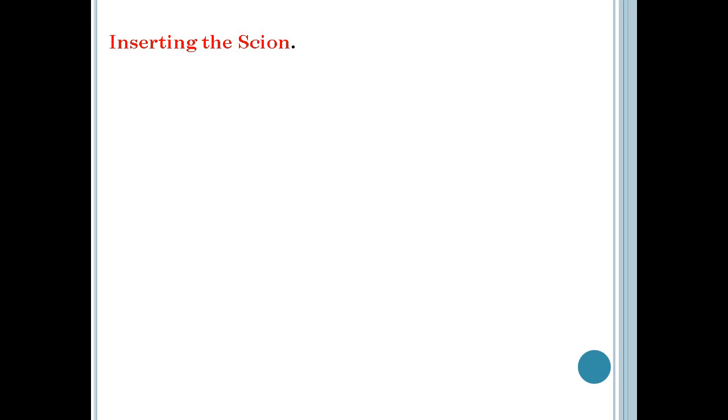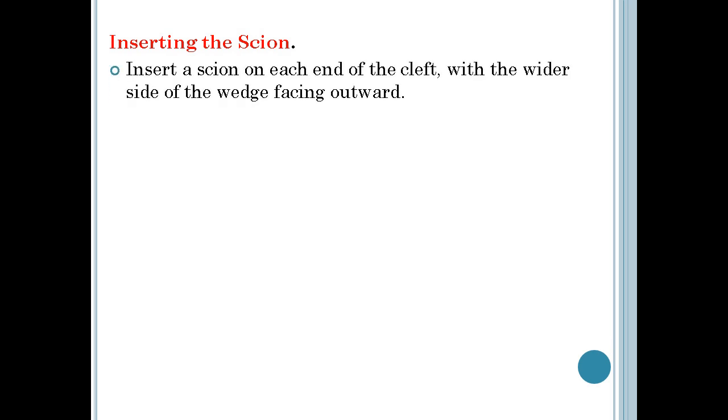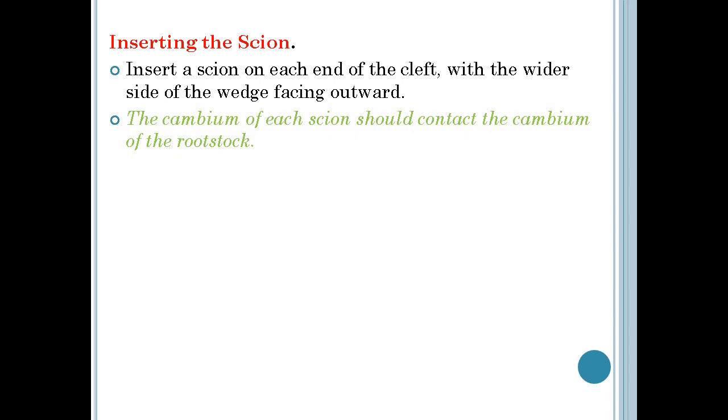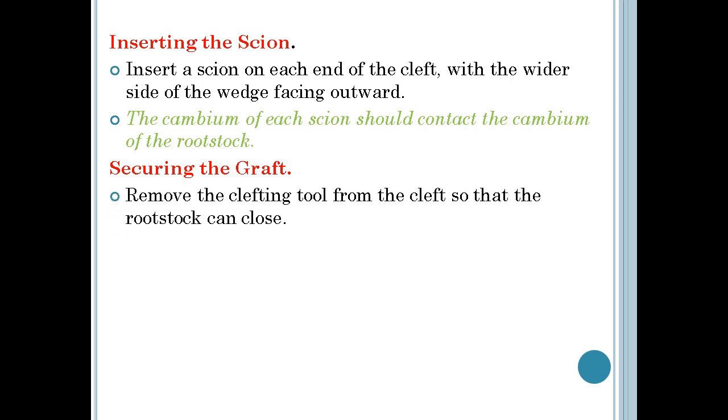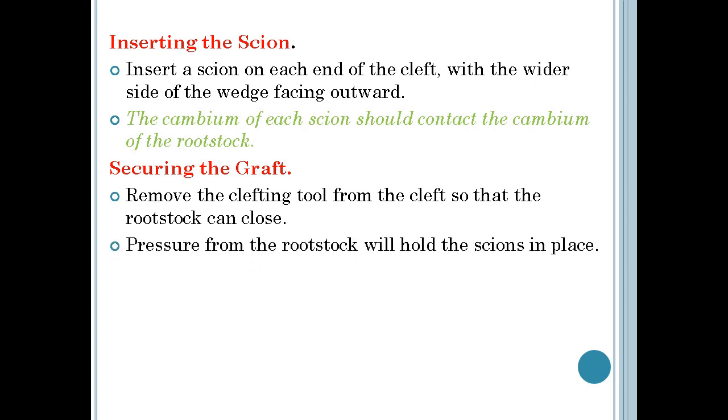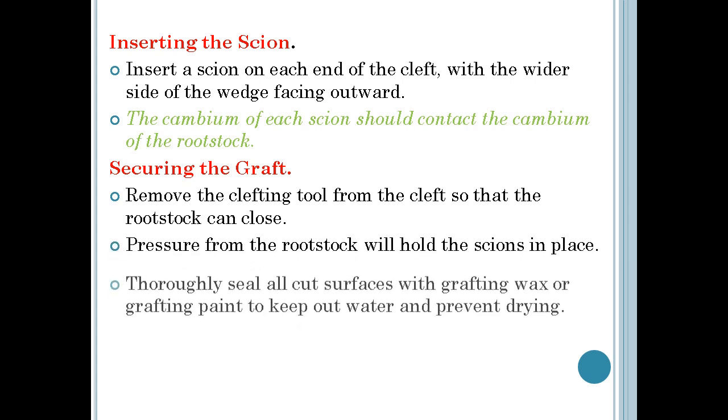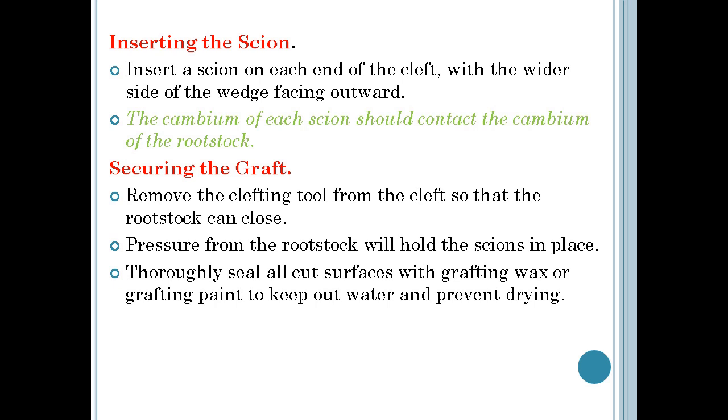Inserting the scion. Insert a scion on each end of the cleft with the wider side of the wedge facing outward. The cambium of each scion should contact the cambium of the rootstock. Securing the graft. Remove the clefting tool from the cleft so that the rootstock can close. Pressure from the rootstock will hold the scion in place.